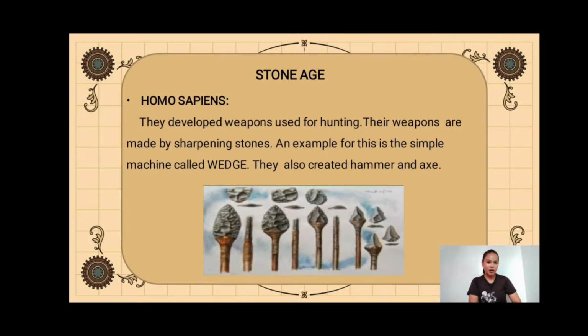After the Homo erectus, the Homo sapiens, or the wise man, existed. They developed weapons used for hunting. Their weapons are made by sharpening stones, and an example of this is the simple machine called the wedge, as you can see here in the picture.